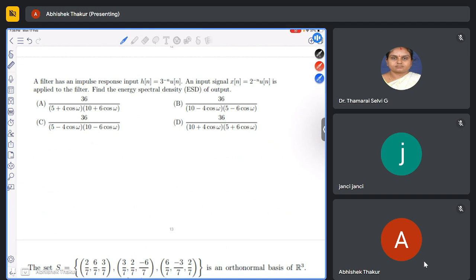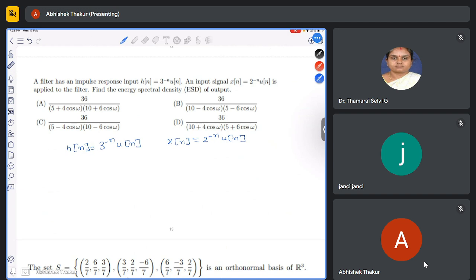So now we'll move on to the next question. A filter has impulse response xn equal to 3 to the power of minus n u of n. And the input signal xn applied to the filter is given as 2 to the power of minus n u of n. So find the energy spectral density of the output.